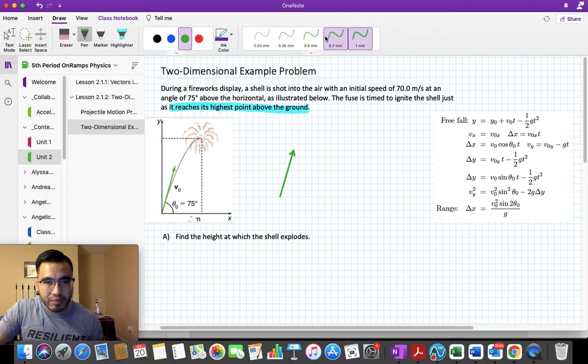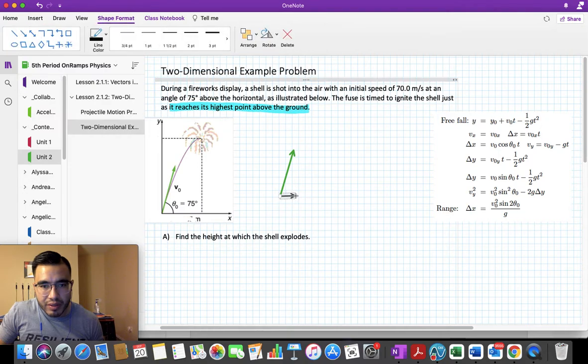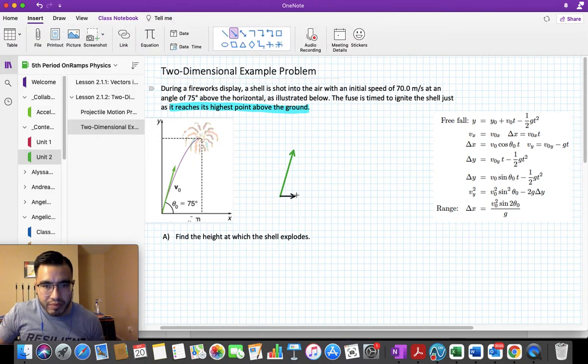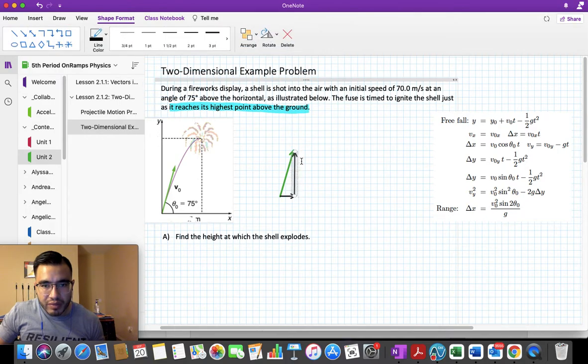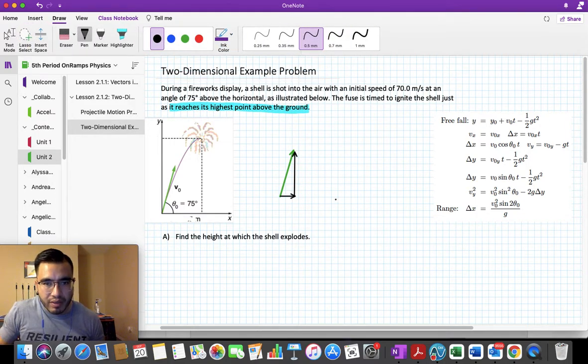So now, let's get the components. The component along the x looks like this, kind of short. There you go, that's good. Now let's get the component along the y. Gotta move it. There you go. Not perfect, but pretty good. Here is a right angle over here, 90 degrees.